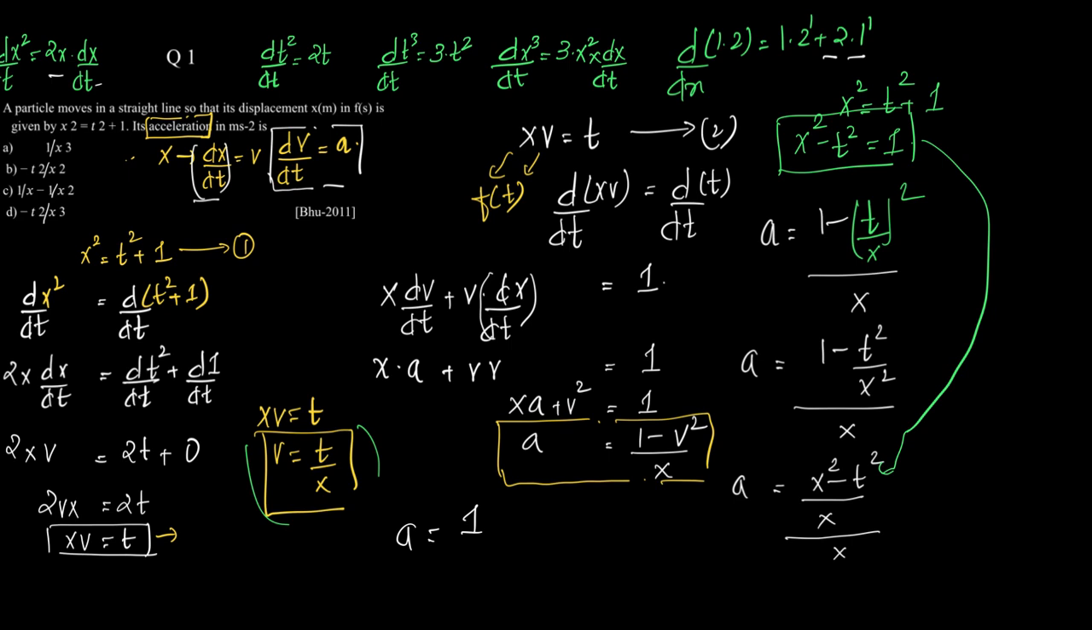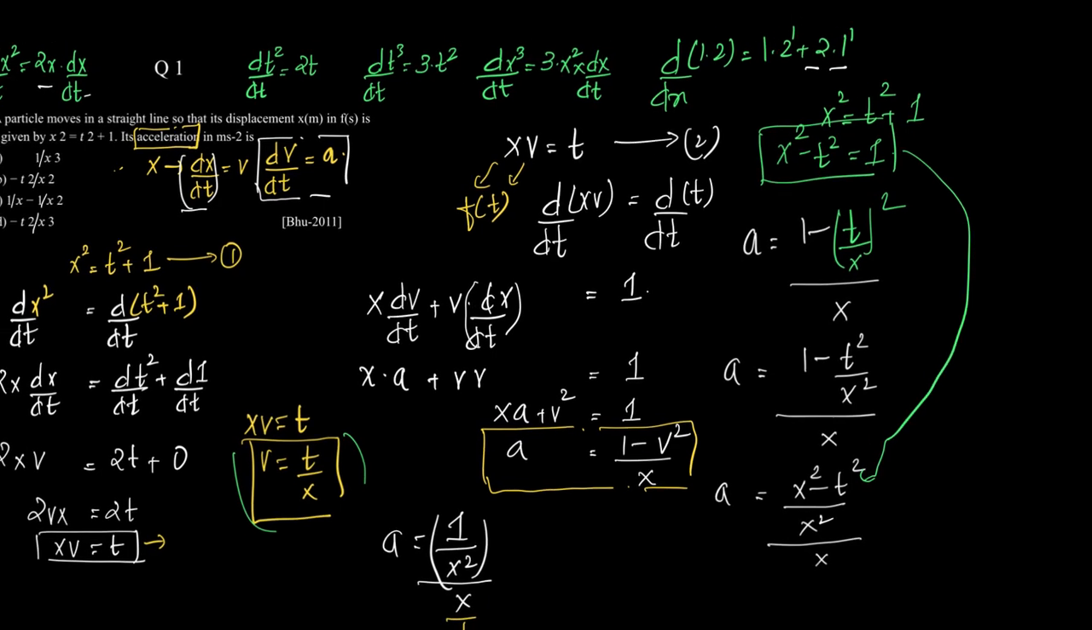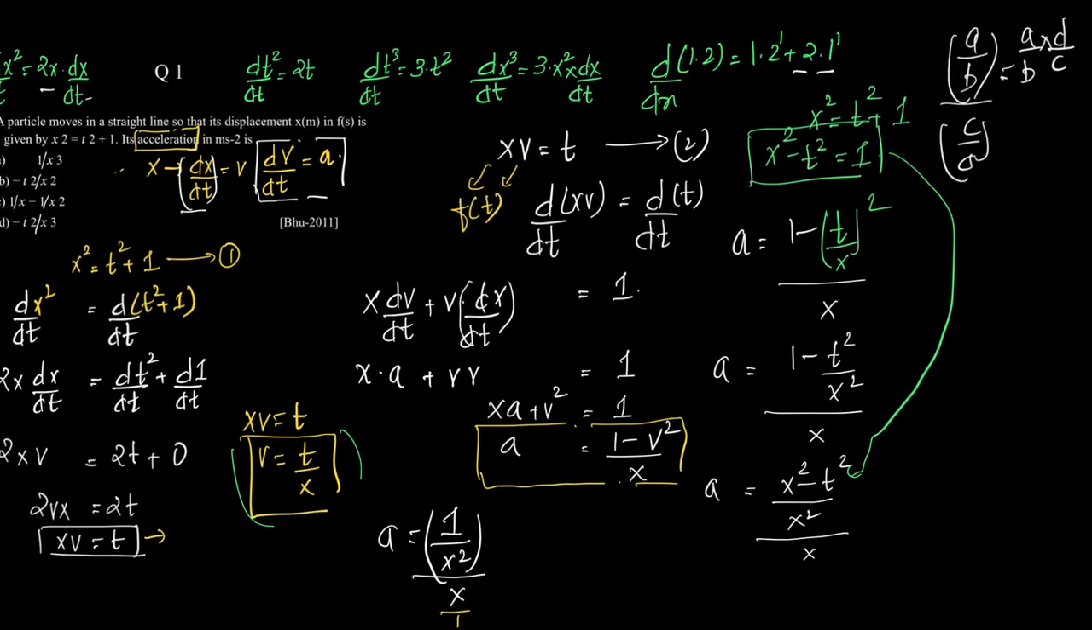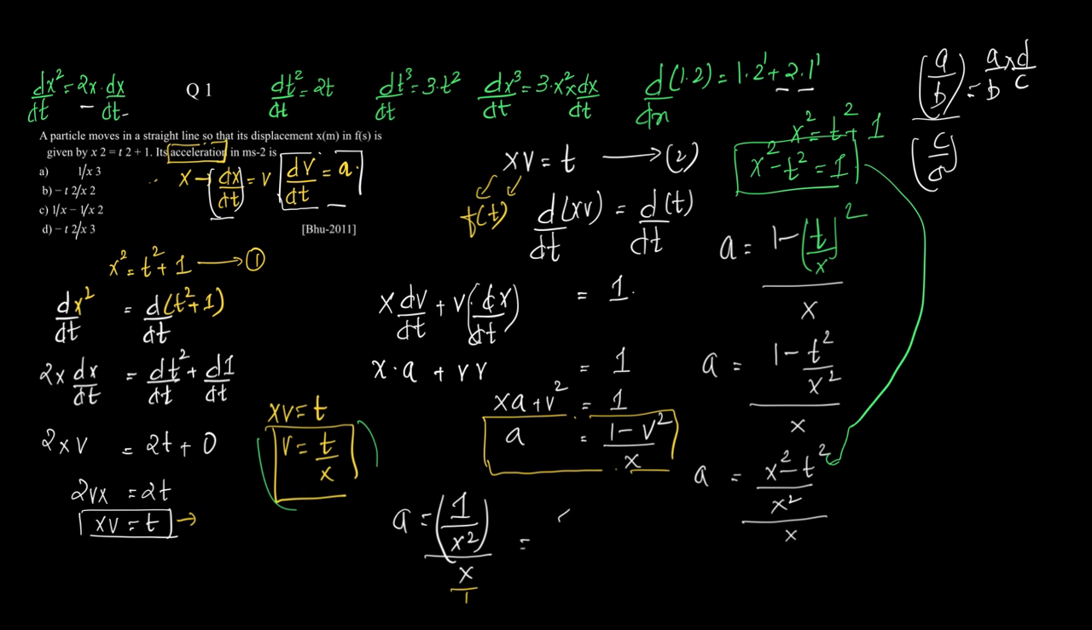Yes. And oh, there's a mistake. It's not x, it's x square. So we can write 1 by x square, the whole upon x. So I'll write x as x by 1, right? In which case, a by b, the whole upon c by d is equal to a by b into d by c. In this case, it will become 1 by x square into 1 by x, which is equal to 1 by x cube, right? 1 by x cube. So that gives us the answer to be option A.